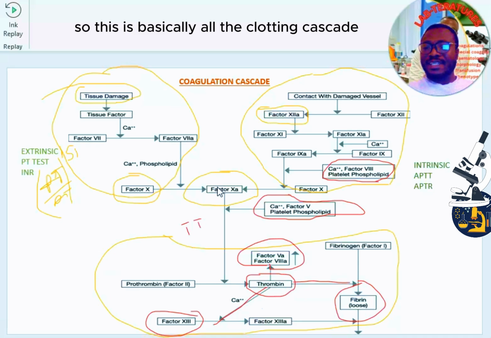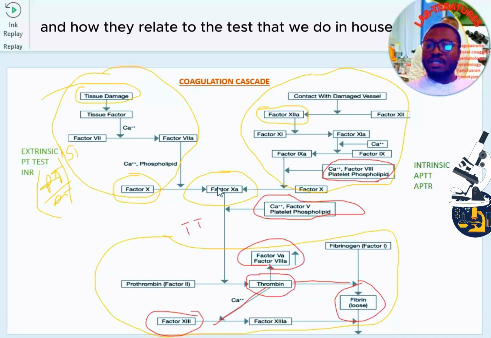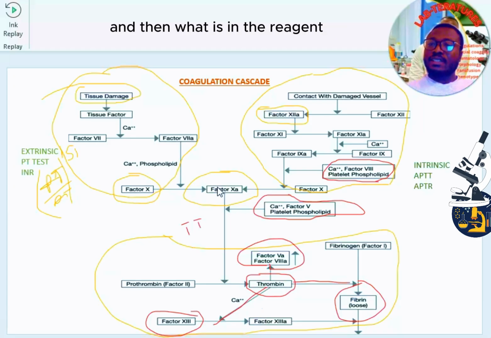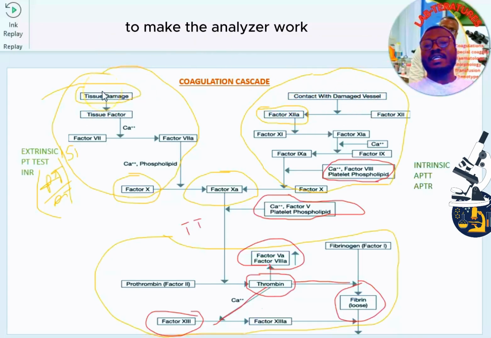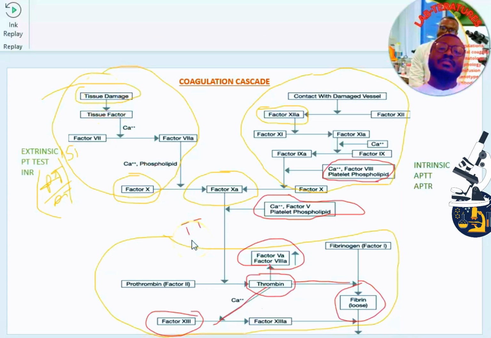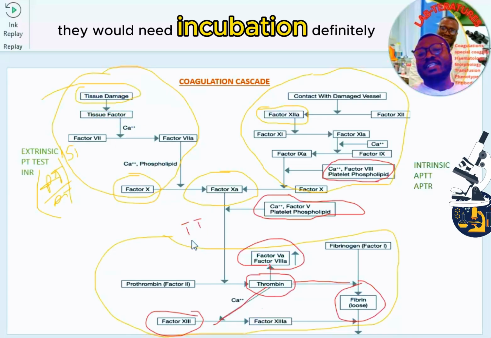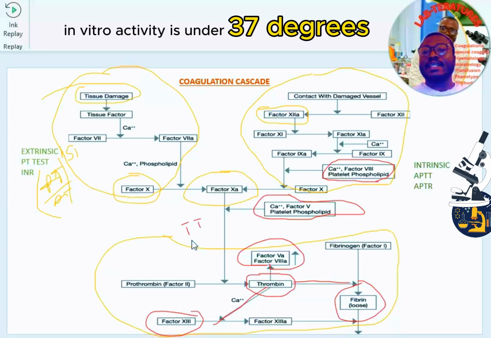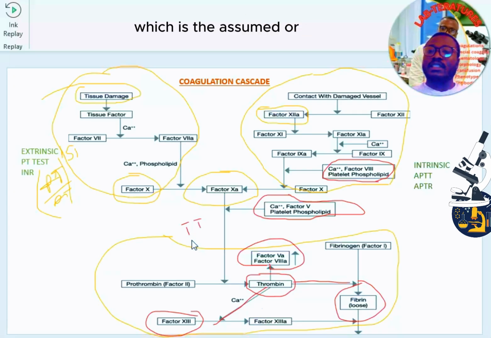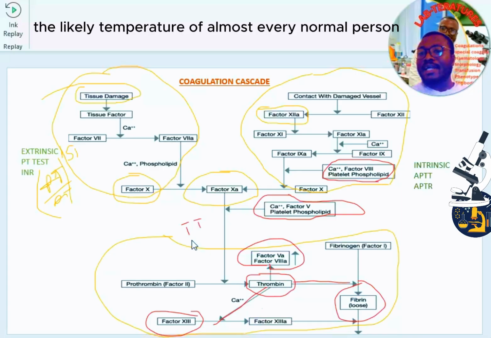So this is basically all the clotting cascade and how they relate to the test that we do in-house, and then what is in the reagent that is going to replace the natural collagens and then the tissue factors to make the analyzer work. They would need incubation definitely, just to make sure the in vitro activity is under 37 degrees, which is the assumed or the likely temperature of almost every normal person.